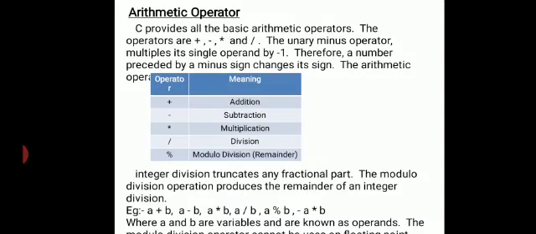Integer division truncates any fraction part. The modulo division operation produces the remainder of an integer division. For example, a plus b, a minus b, a into b, a divided by b, a percentage b, and another one is minus a into b, where a and b variables are known as operands.